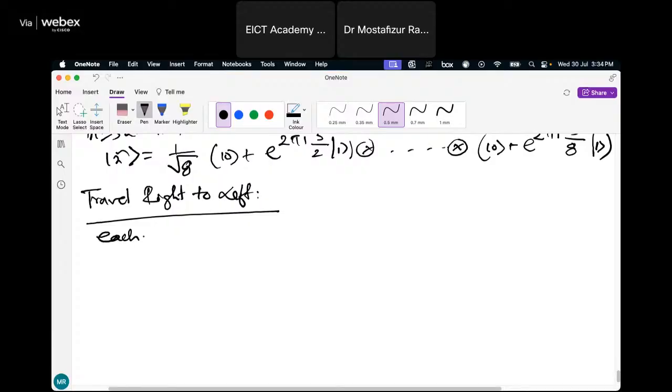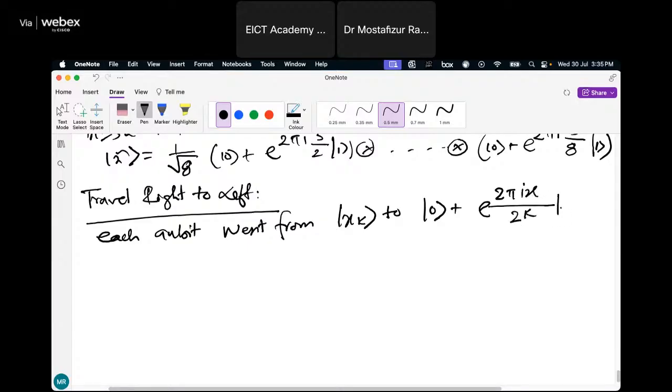Each qubit went from xk ket to ket0 plus e to the power 2 pi i x by 2 to the power k ket1, right? Now, for example, this x tilde. What are the terms it contains?